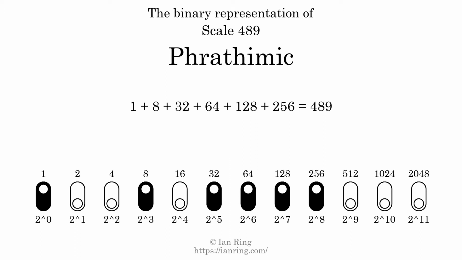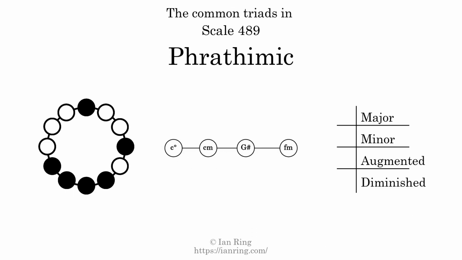The scale number not only enumerates the scale with a unique index, but it also literally describes the tonal content of the scale. Represented as a binary number in base 2, the scale number is 0001111101001. Here are the common triads present in this scale.